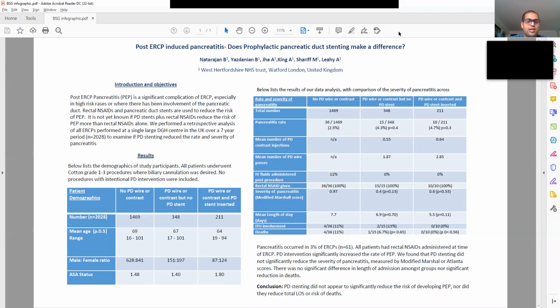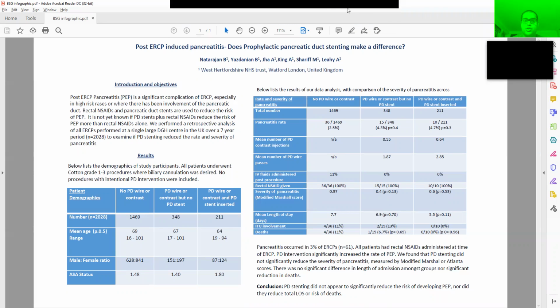Post-ERCP pancreatitis is a significant complication associated with ERCP. It's particularly associated with interventions to the pancreatic duct. There are interventions performed to reduce the risk of developing post-ERCP pancreatitis, such as the administration of rectal non-steroidal anti-inflammatory drugs during the ERCP procedure.